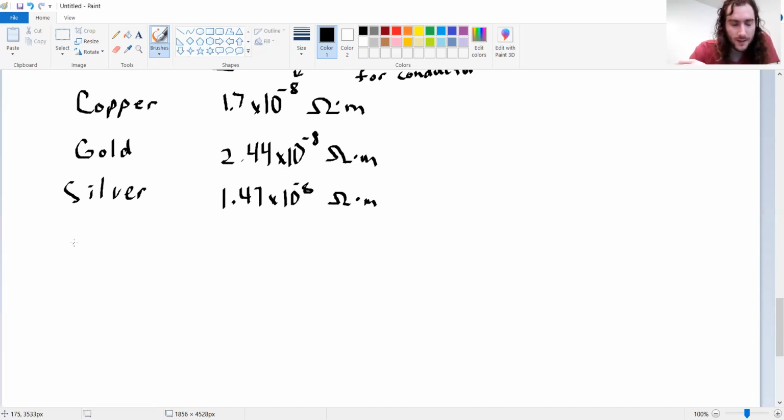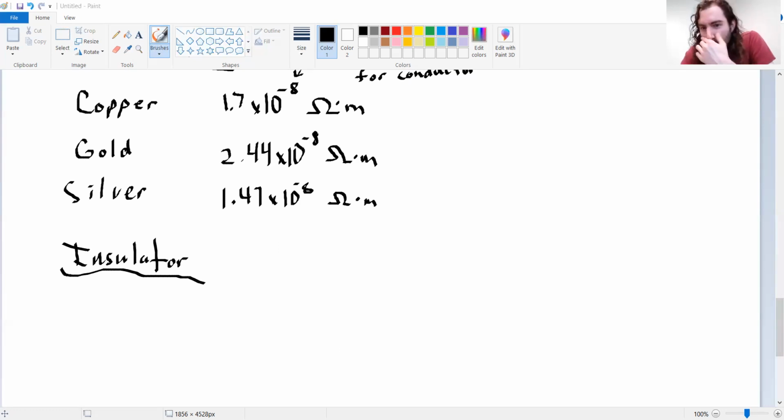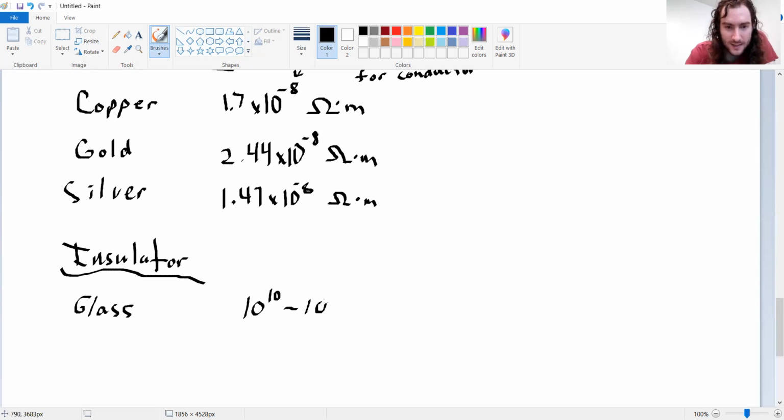Okay. Now let's look at some insulators. We'll just look at one insulator, and then we'll look at one semiconductor. For insulators, they give glass, and there are many different kinds of glass, so this is going to be a range here. They say it's somewhere between 10 to the 10 and 10 to the 14.